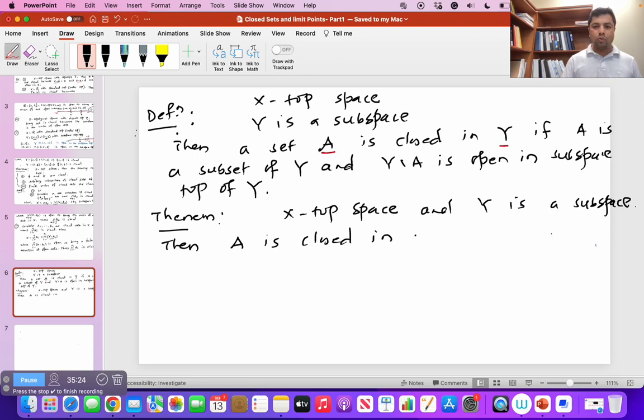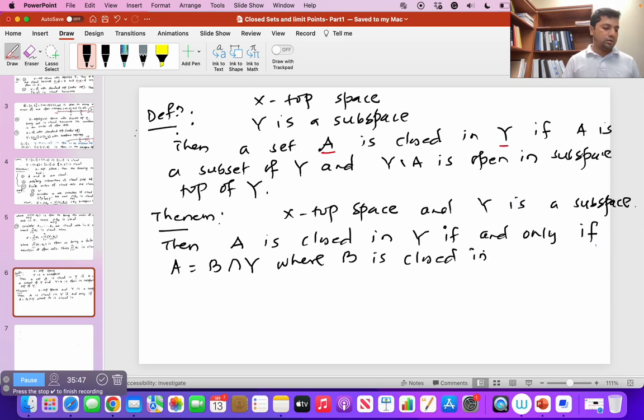In Y if and only if we can write down A as an intersection of B and Y, where B is closed in X. So if we can write down A as the intersection of Y and a closed subset of X, then A is closed in Y. And since this is an if and only if condition, you have both side implications.